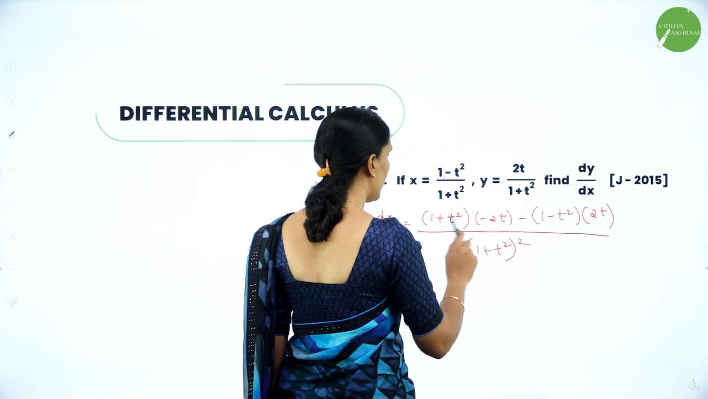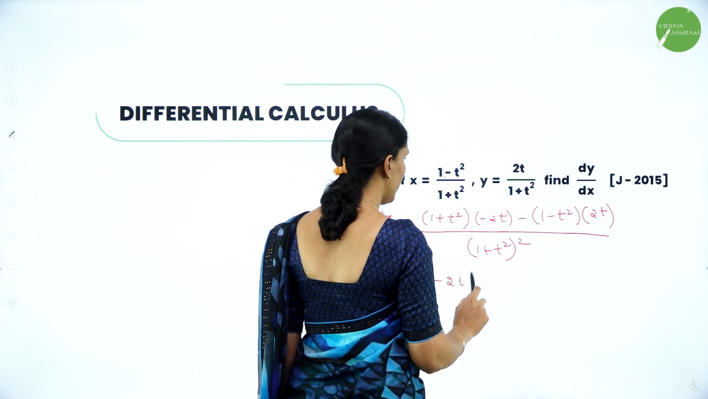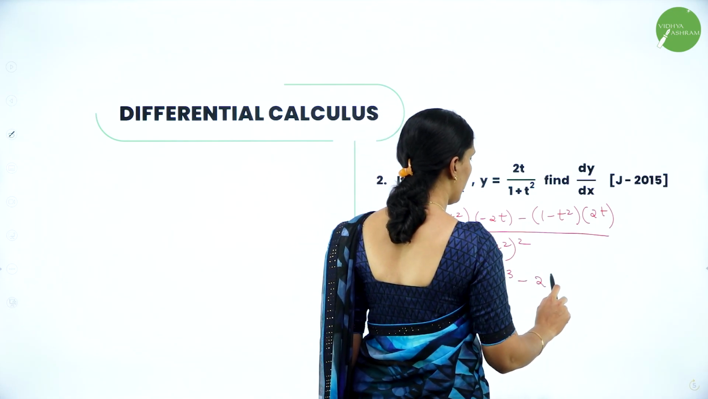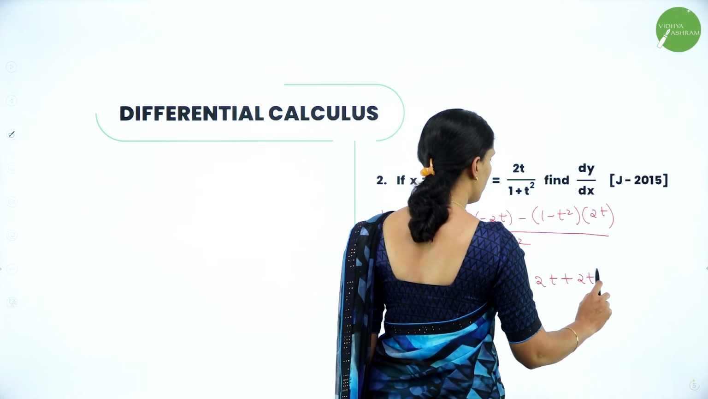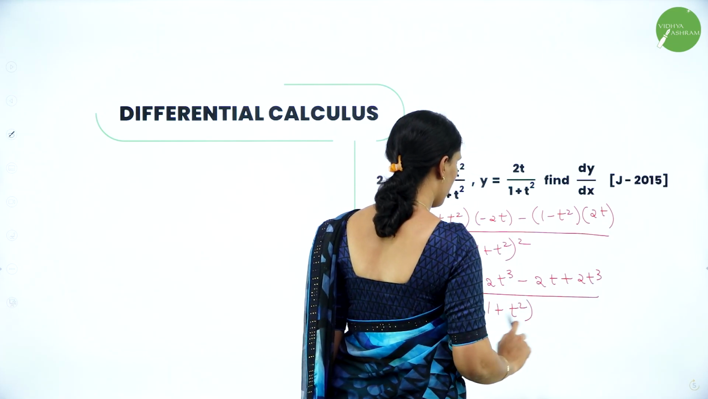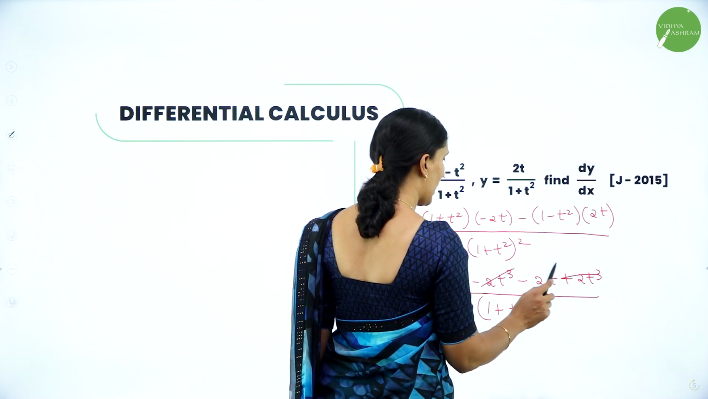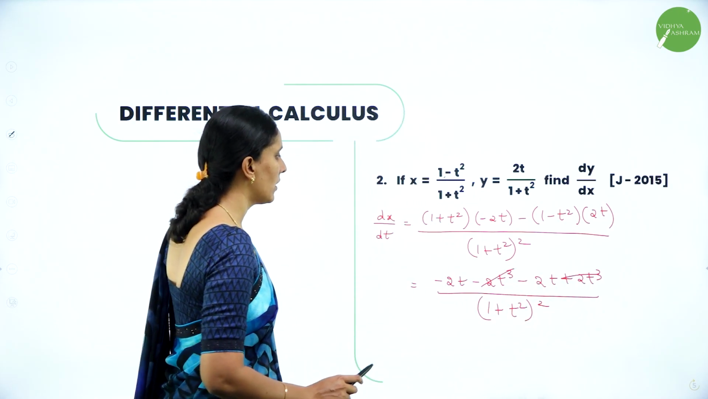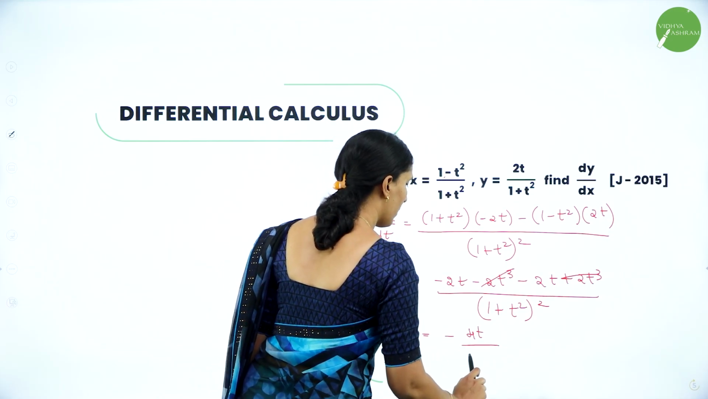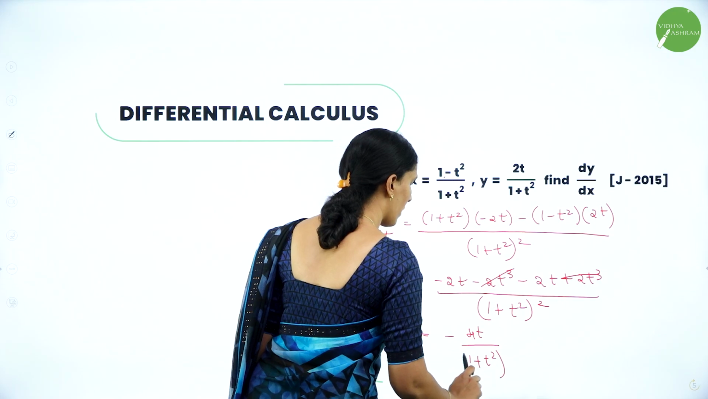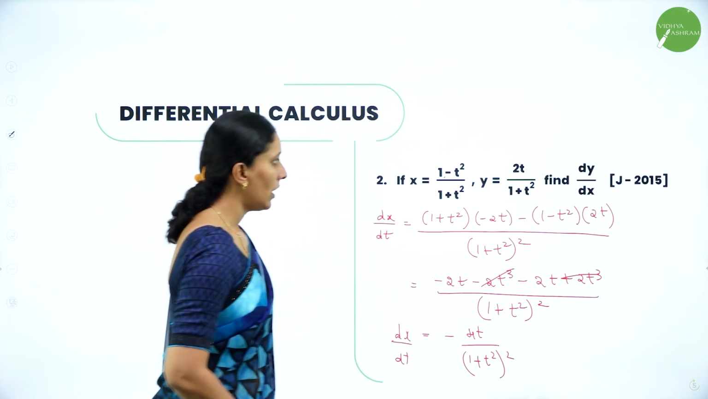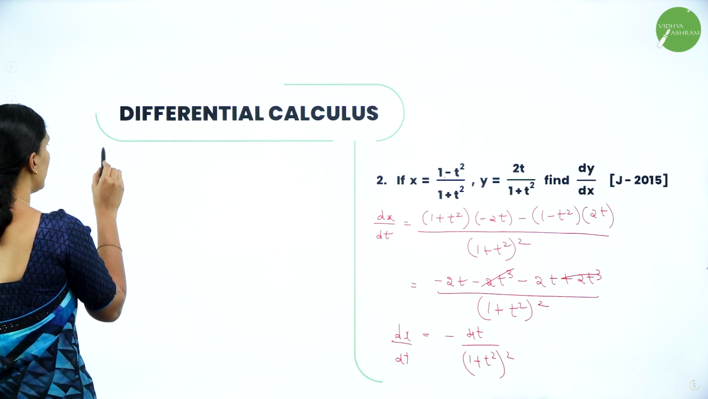So here multiplying this, minus 2t minus 2t cube minus 2t plus 2t cube whole divided by 1 plus t square whole square. So these two terms get cancelled here. So we are left with minus 2t becomes minus 4t divided by 1 plus t square whole square. So this is dx by dt. Let us find out dy by dt.